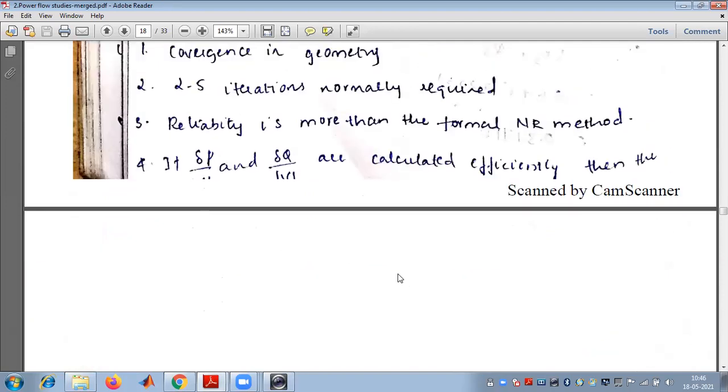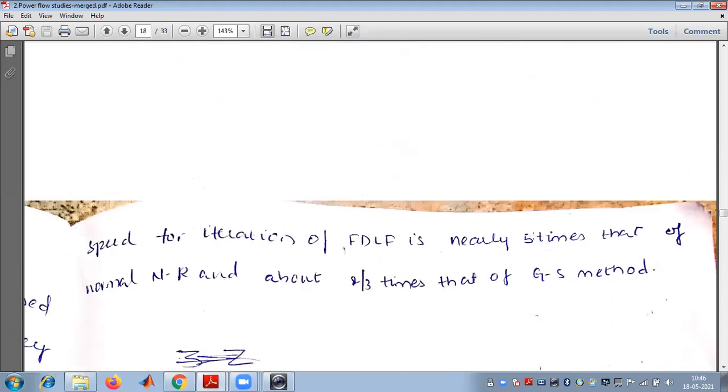Now if you see this, if delta P by delta delta and delta Q by delta V are calculated efficiently, the speed of operation per iteration of FDLF is nearly 5 times that of the normal NR method, and about 2 by 3 times that of the GS method. So here the efficiency of the system when we apply fast decoupled load flow studies for calculating the load flow solutions is already given: it is 5 times that of the normal NR method and 2 by 3 times that of the GS method.